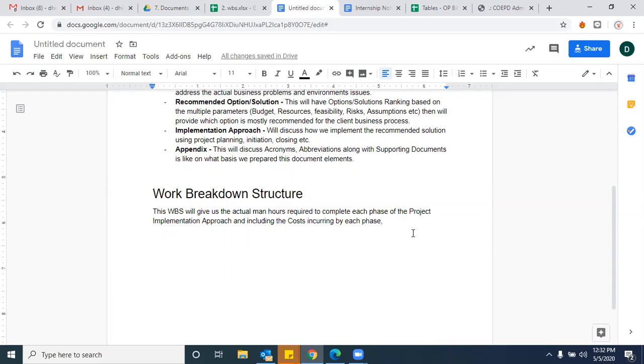The cost incurring, and resources involved in each phase, right or wrong, and start date, estimation completion dates, and actual completion dates, right? These are the elements that we are going to cover here in this particular work breakdown structure.